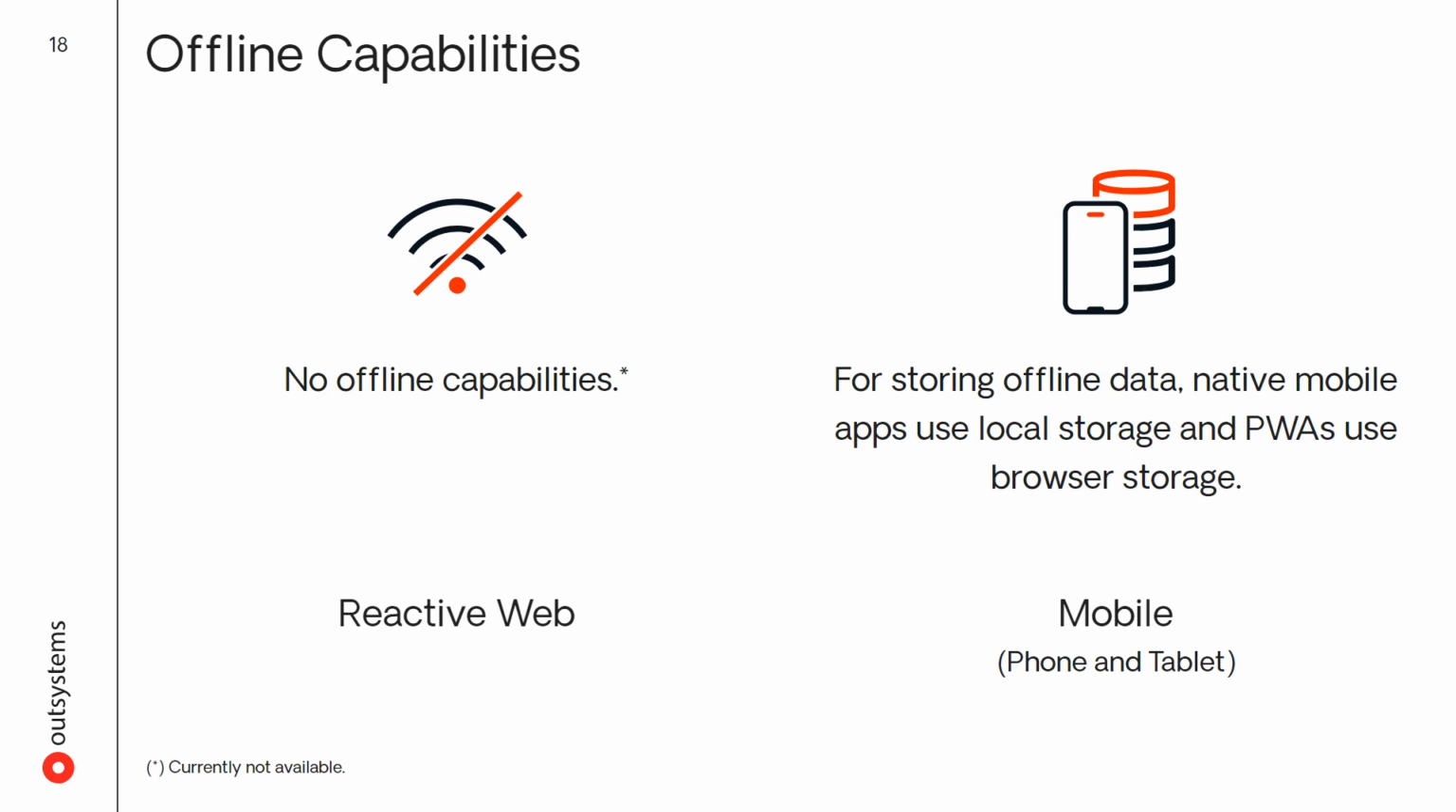Is offline a requirement for you? If yes, then you should go with a mobile app. Currently, reactive web apps have no offline capability. Native mobile apps and PWAs both support offline data storage.